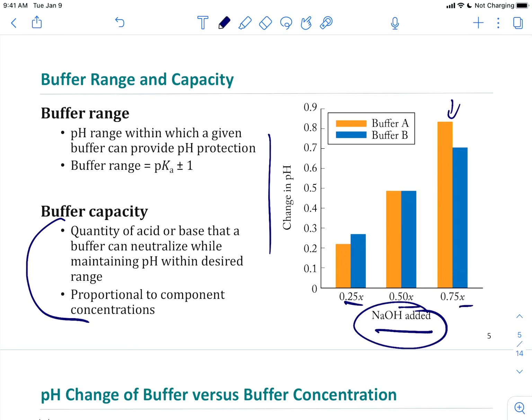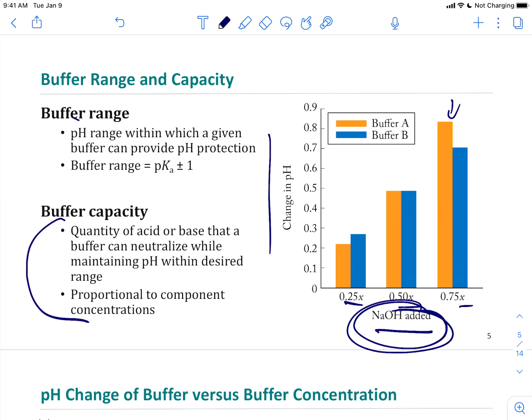So the more sodium hydroxide added, based on the buffer, we're not really even talking about the amounts added here. There's nothing indicating the amounts of the buffer added. But the more base that's added, the greater the change. And you can look at your textbook and what the difference between buffer A and buffer B is here. I can't remember. So that's your capacity, quantity of acid or base that buffer can neutralize by maintaining pH.